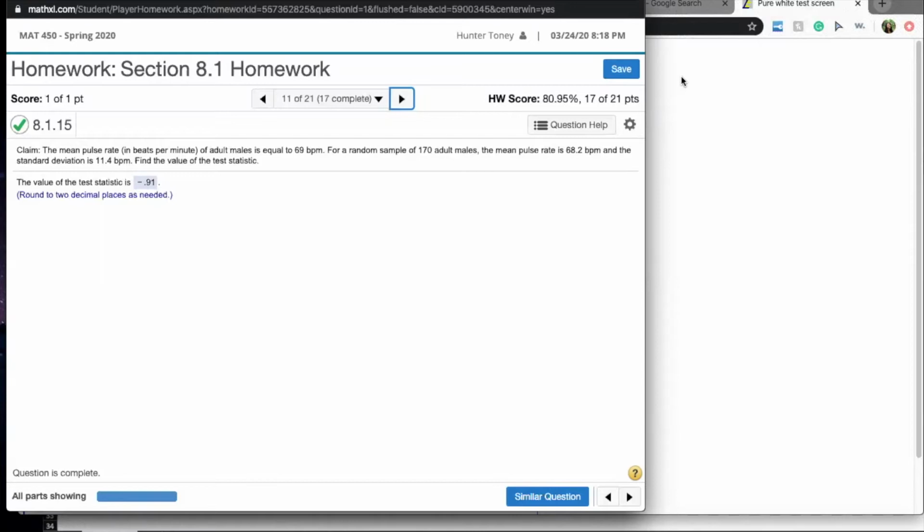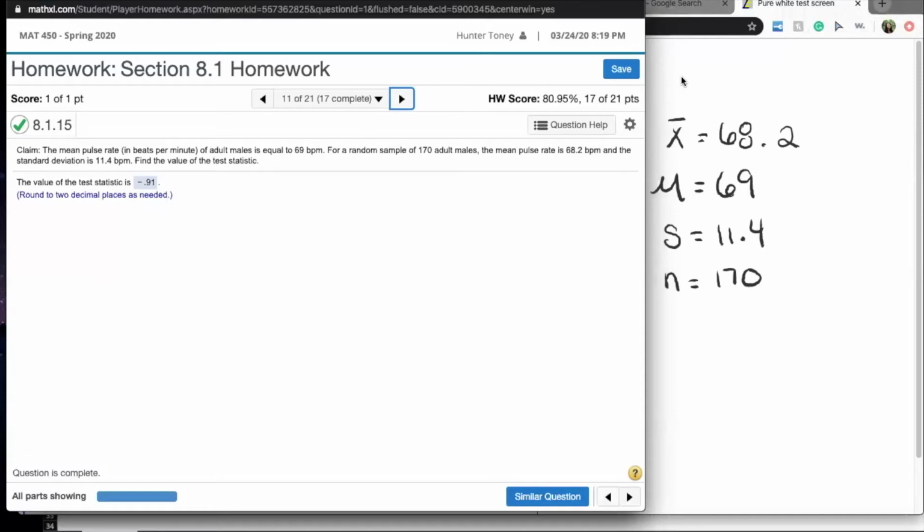So we're going to write down what we do know. So we were given our sample mean, which was 68.2. We were given our population mean, which is our mu, 69. We're given our sample standard deviation of 11.4. And we were given our n for a total number of people, which was 170 adult males.